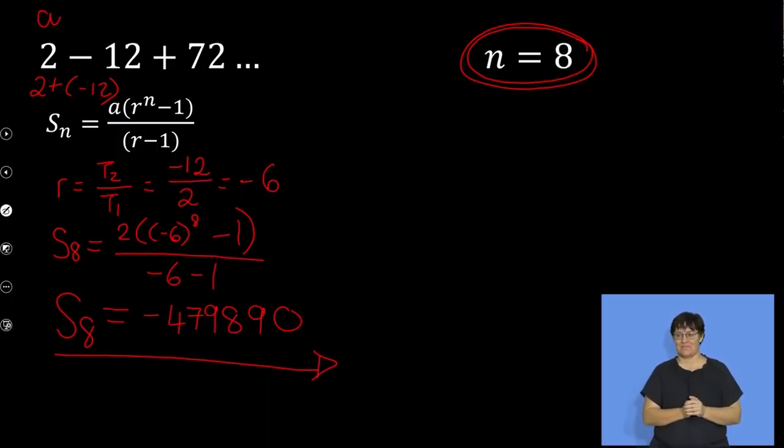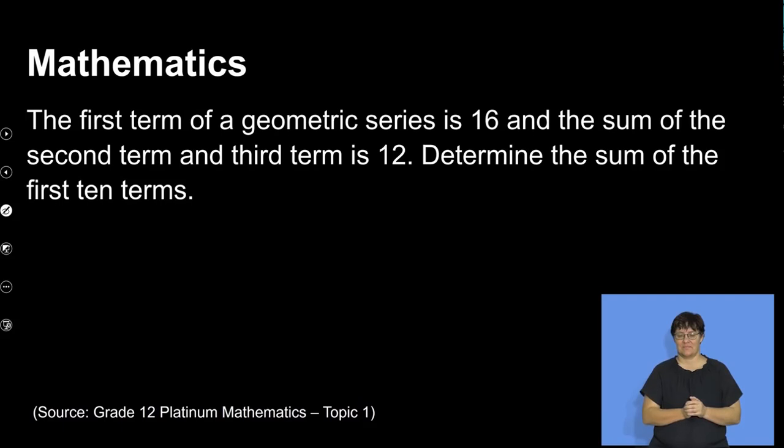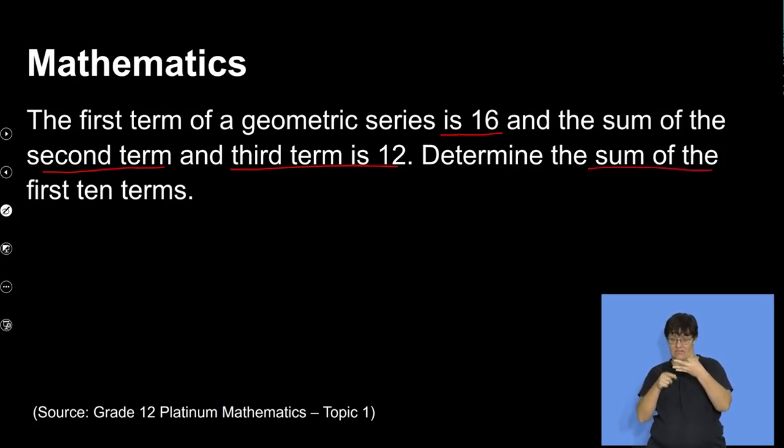So this example tells me that the first term of a geometric series is 16, and the sum of the second term and the third term is 12. We now need to determine the sum of the first 10 terms.